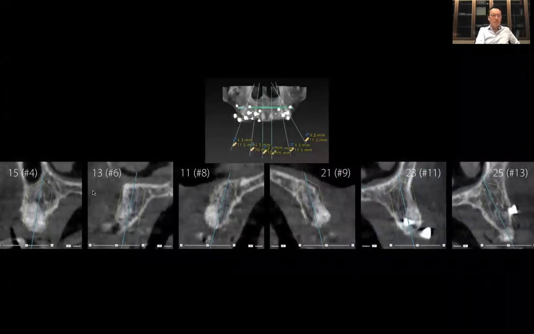So here I was planning for implants. And in this particular case, I plan to place 6 implants. And the implants will be placed in the central incisors, canine, and second premolar positions on both sides. And luckily for this patient, after I did the GBR, she has adequate bone thickness.